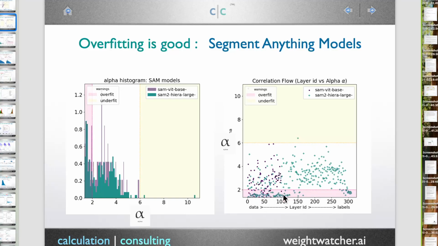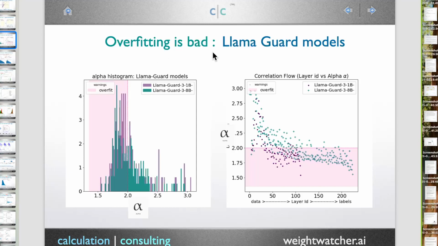And so sometimes overfitting is good. So optimizing the alpha, the thing is you don't want alpha to go below 2. 2 is the ideal spot, but you can have less than 2, and that might be useful in some cases. There's also cases where overfitting is bad.